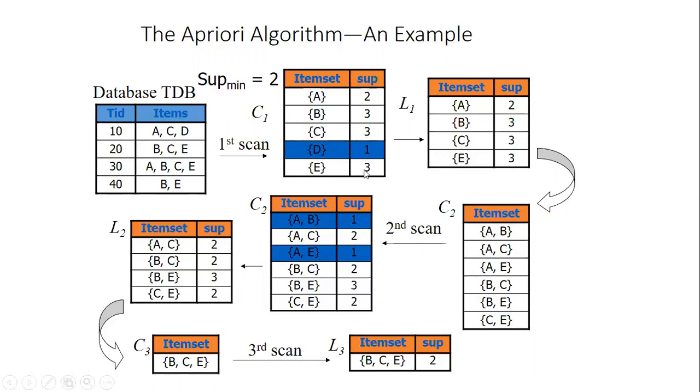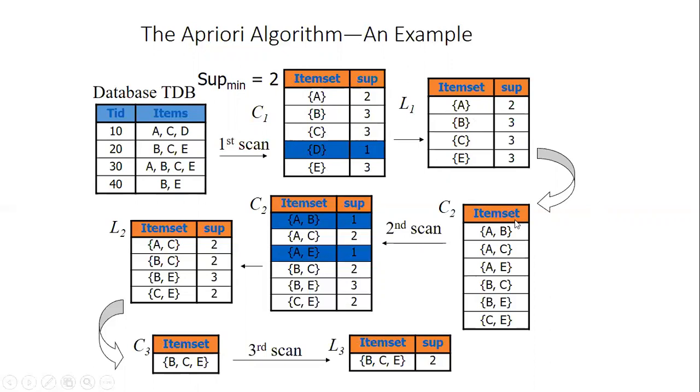Here all should be greater than or equal to. 2 is equal, 3 is greater, 3 is greater, but 1 is less. E is greater. So which is infrequent here? D. So we eliminate D from the database, and we keep only the frequent items, that is A, B, C, and E. That is what we call L1. L1 is nothing but the frequent item sets.